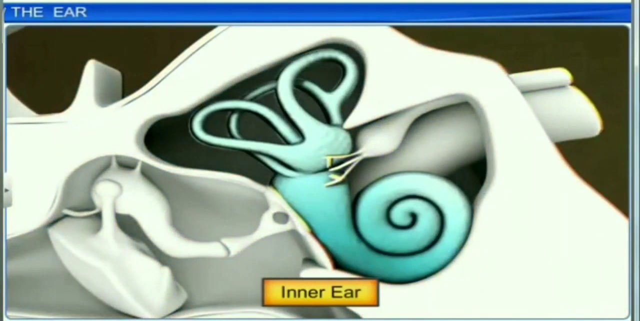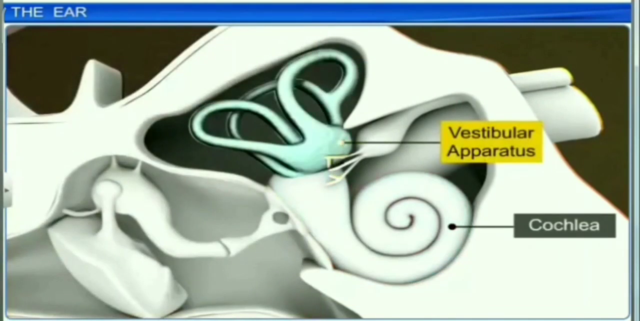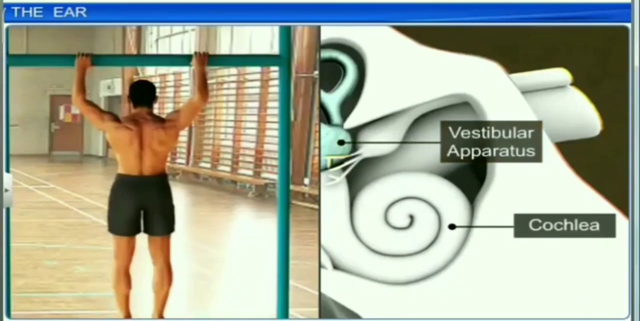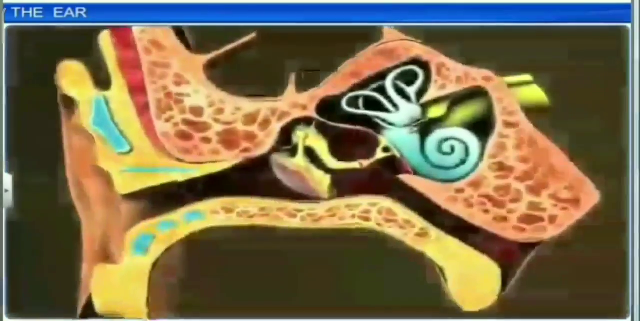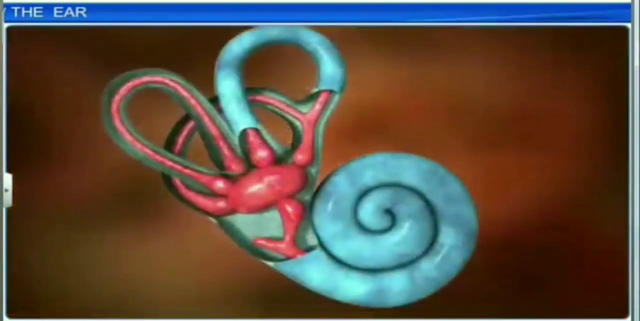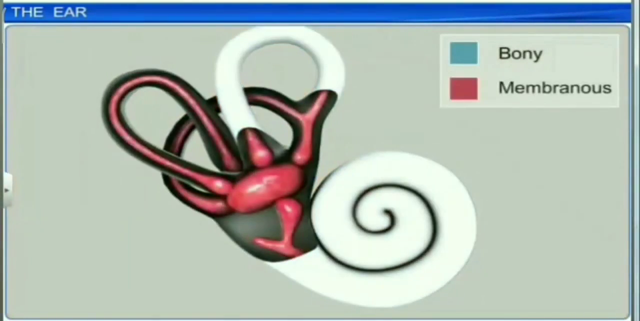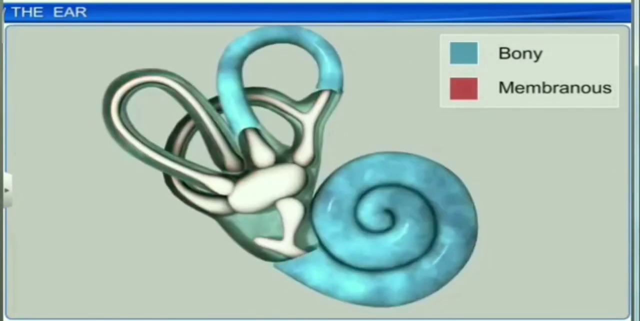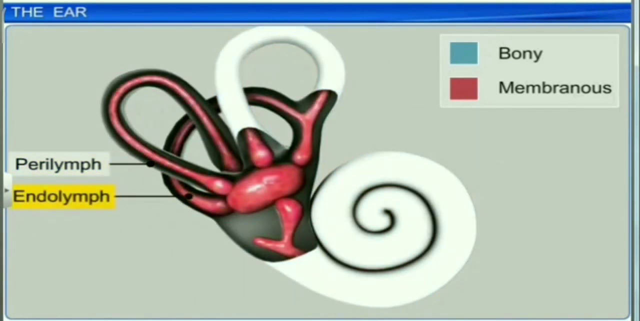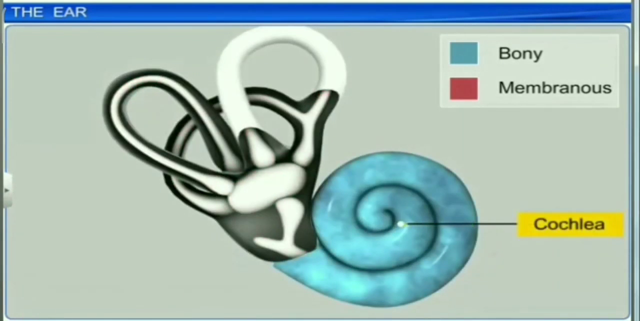The internal ear consists of the labyrinth and vestibular apparatus. The labyrinth consists of bony labyrinth and membranous labyrinth. These labyrinths are filled with perilymph and endolymph respectively. The coiled portion of the labyrinth is called the cochlea. The cochlea contains 3 fluid-filled chambers.